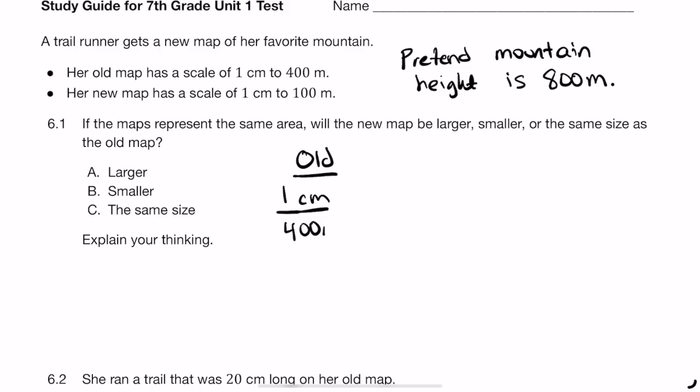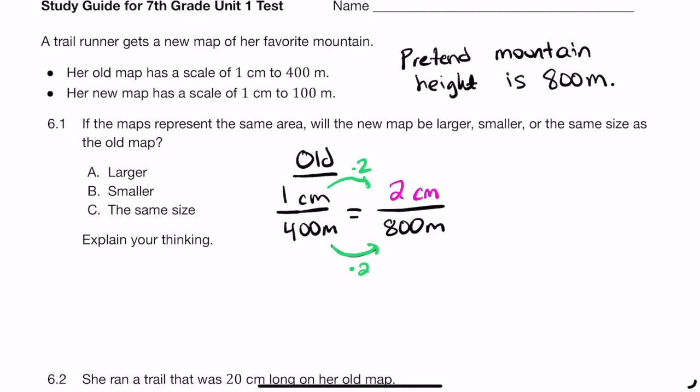Okay, if the mountain's height is 800 meters, then with the old map, to get from 400 to 200, you're multiplying by 2. So we do the same thing in the numerator. And 1 times 2 is 2. So in the old map, this mountain that's 800 meters high is just going to be 2 centimeters.